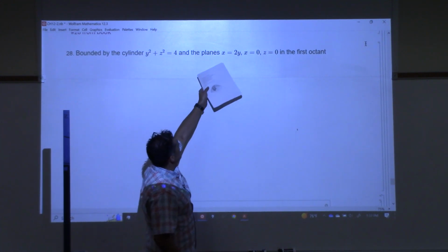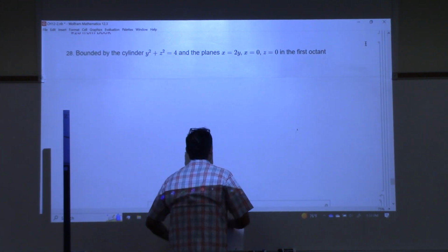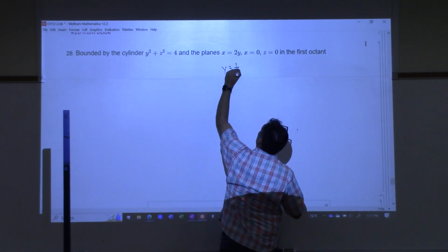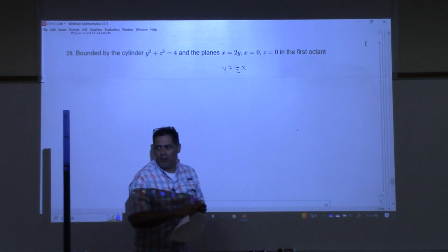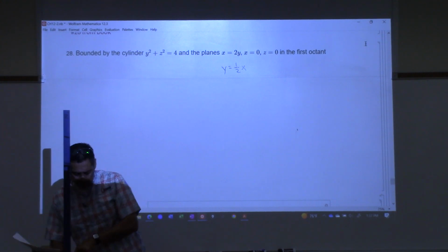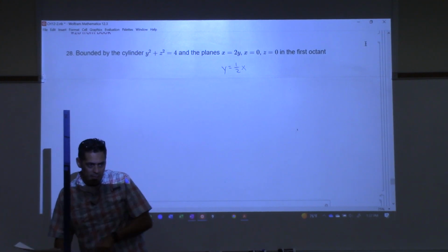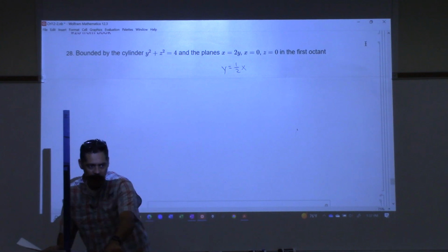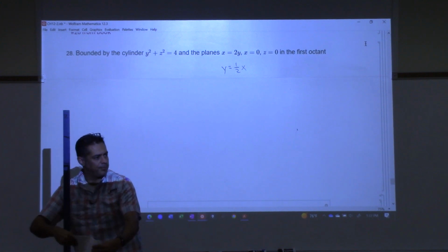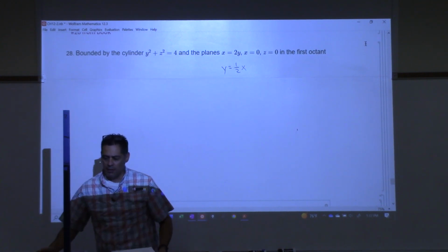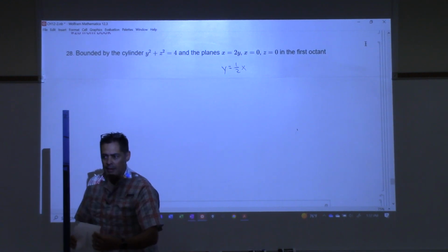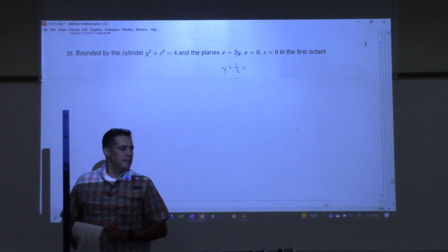And then finally, x equals 2y. I don't like that. I'm going to do y equals 1/2 x instead. Same thing, right? And that would be in this direction here. Rise is this way, and runs that way. So you go over 1, out 2, and you'd have a plane like this. Cylinder, the ground, this back wall, and this plane in the first octant.